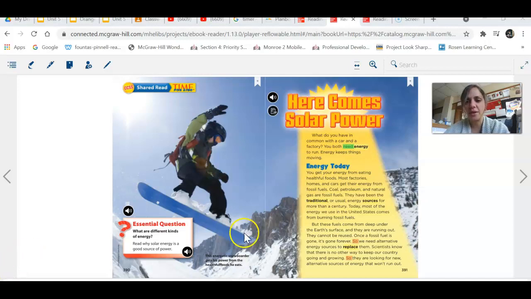So here's the example that we just had in our previous slide. You both need energy to run. Energy keeps things moving. So, need is a homophone. It sounds just like the word knead, to knead a dough. So now use what you know to determine the meaning of need.